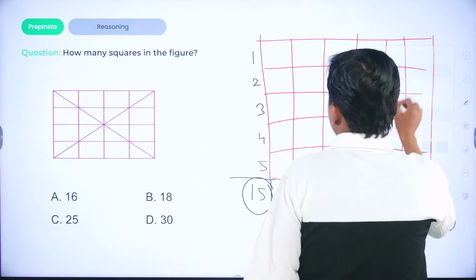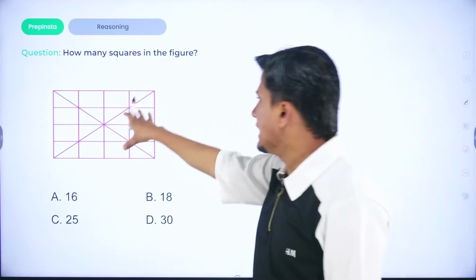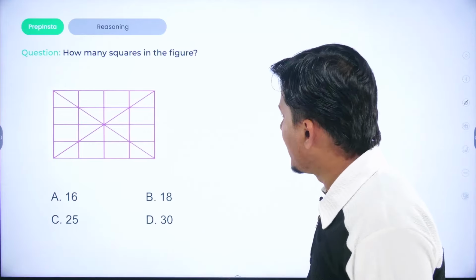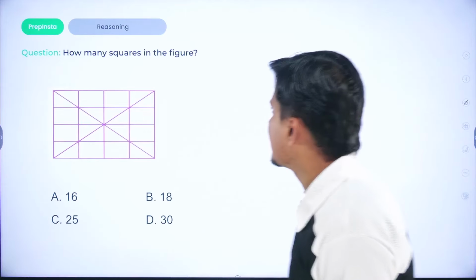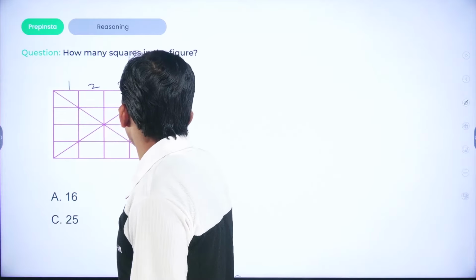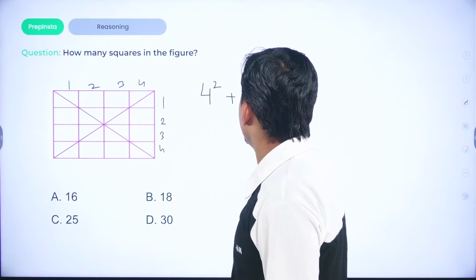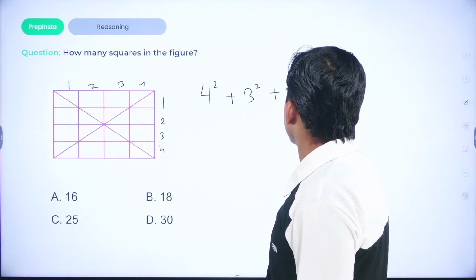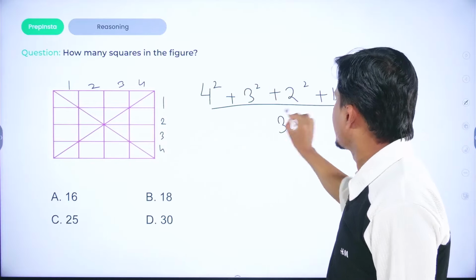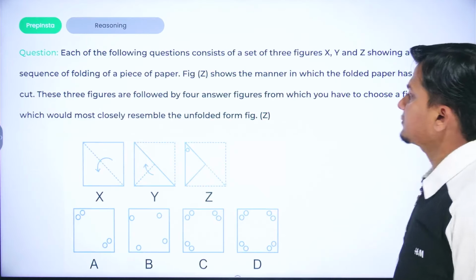This is the basic trick. Now approach this question with the help of a trick. We are given this particular figure, and we need to determine the number of squares in it. The squares trick is very easy. We just have to take the squares of the total numbers. We have 1 2 3 4, 1 2 3 4. So the total number of squares would be 4 square plus 3 square plus 2 square plus 1 square. So it will sum up to 30. So the right answer would be option D, that is 30.